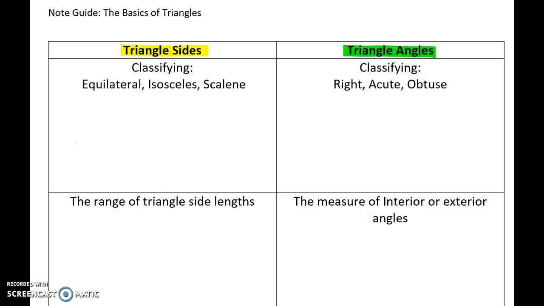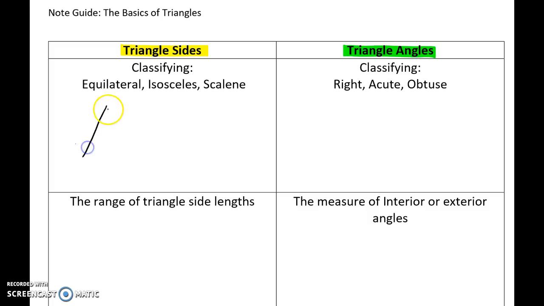So this is organized in one way where it's two columns. One side is going to be all about the sides of a triangle, and the right side is all about the angles. So we're going to go through and talk sides first, then we'll go back over and hit on the angle business, okay? So let's start with equilateral, isosceles, and scalene.